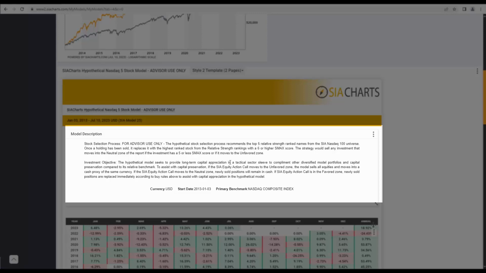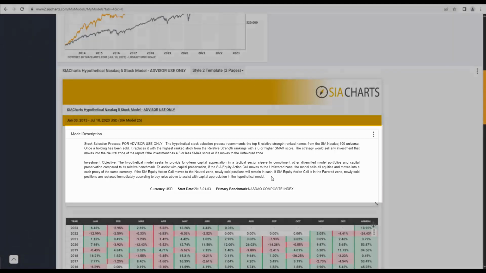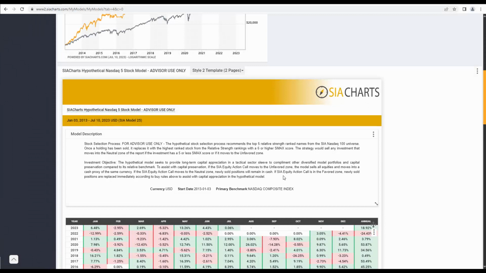As we go back to the model description, we have also incorporated SIA's equity action call for capital preservation purposes. If the equity action call moves to the unfavored zone, the model sells all equities and moves into a cash proxy of the same currency. If the equity action call moves to the neutral zone, newly sold positions will remain in cash. And lastly, if the equity action call moves back to the favored zone, newly sold positions are replaced immediately according to the buy rules above.